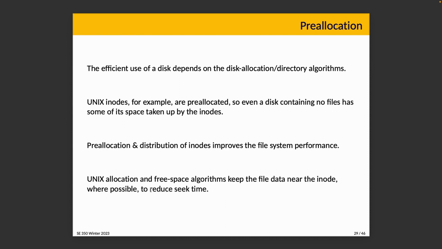And so if we start out with a blank disk and we allocate the inodes and distribute them well across the disk, it makes it much easier to be sure that there will be an inode near what we're looking for when we want to create a file.